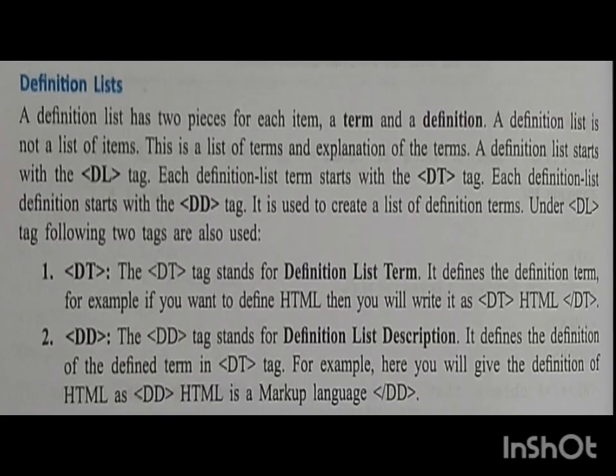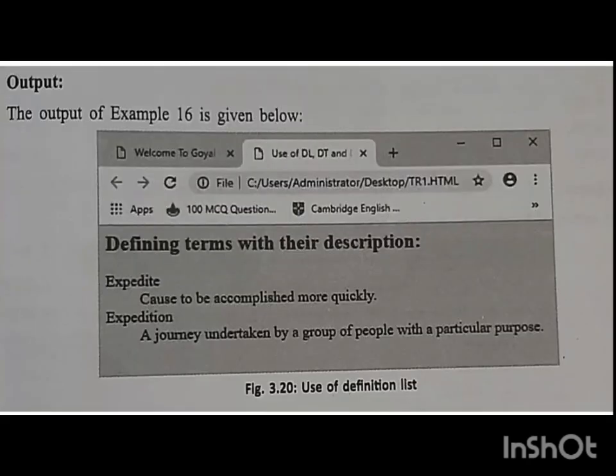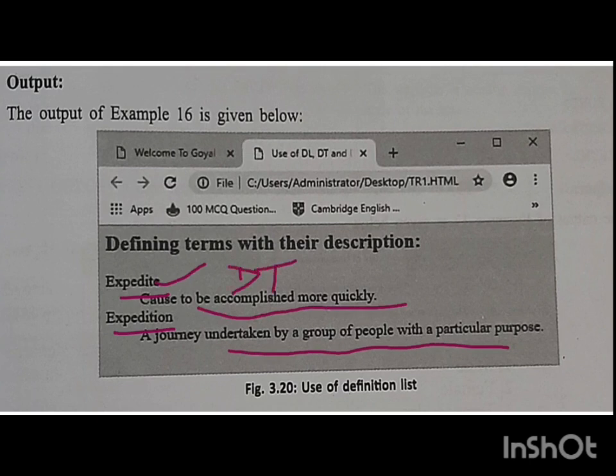Next is your definition list. Definition list, like I want to create a definition like you see here. This is the definition, these are the topics. Expedite and expedition is the topic, and this is the definition. So this we call a DT, definition term, and this we call a DD, data definition. This is data term, data definition. This is the full form also to learn.